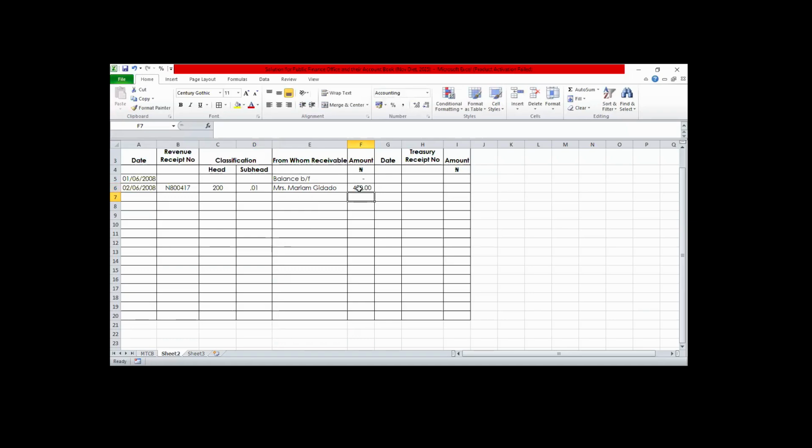The second transaction, what does it say? 3rd June 2008. Then the receipt will continue until the period you cancel any of the receipts. That is when the system will change. It's supposed to be serial. This one will be N800-418 under head of 200.